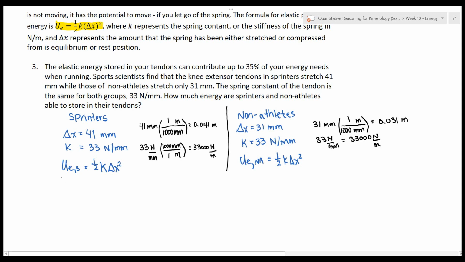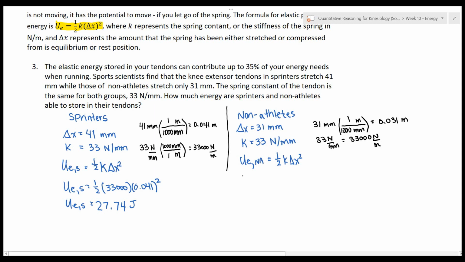So I have UE for the sprinter is equal to 1/2. My K value is 33,000. My delta X is 0.041 squared. And now I can just type this on my calculator. 1/2 times 33,000 times 0.041 squared. And I get 27.74. And my unit for any type of energy is the joule.